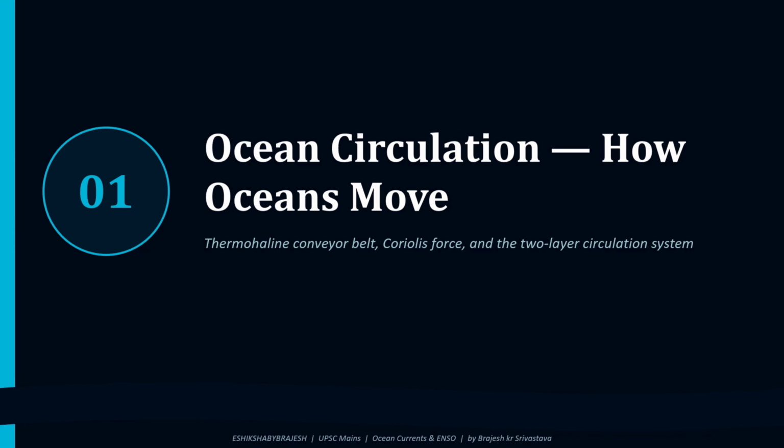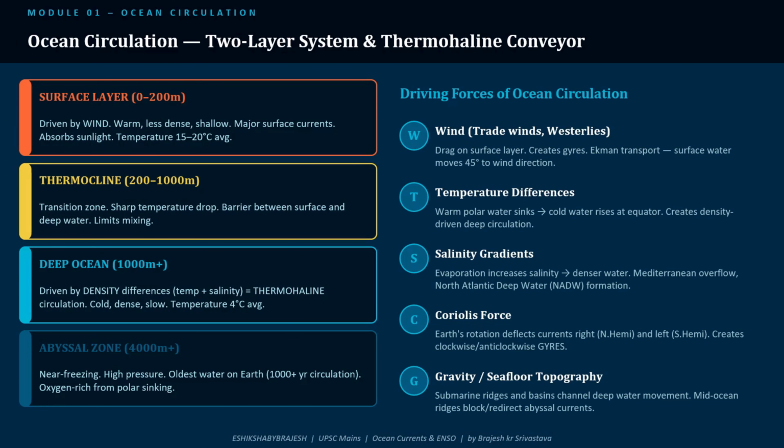Module 1, Ocean Circulation Basics. Before we talk about specific currents, we need to understand the two-layer system of ocean circulation and the 5 forces that drive it. This is the foundation that makes everything else make sense. Think of the ocean as having 2 completely different circulation systems stacked on top of each other, like 2 different weather systems in the same sky.